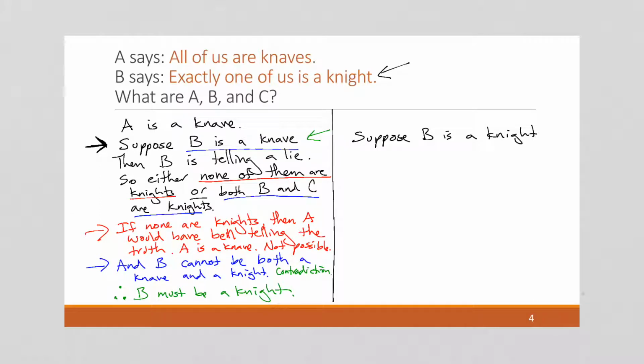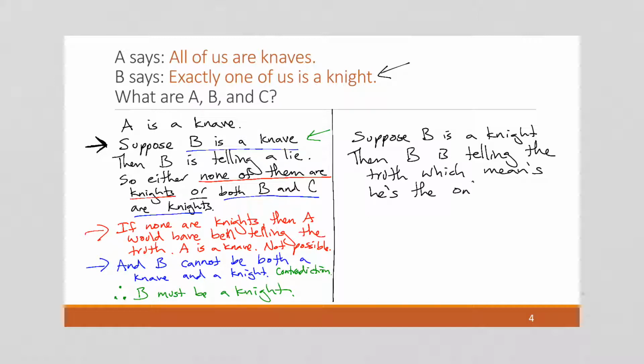Right? So let's see what would have happened if you'd guessed the other way. If you said, suppose B is a knight, well, then that means he's telling the truth, and so B is telling the truth, which means he's the only knight. And A and C are knaves.